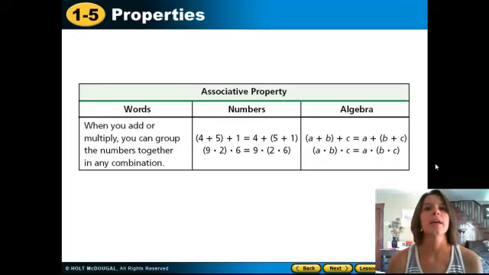Associative property. The example I always use for this is the football players and the volleyball players. If I wanted to get a total count of football and volleyball players, I can either associate those athletes with the football team and the volleyball team, or if I wanted to get a count by grade level, I would get them all mixed up and I would have the freshmen and the sophomores and the juniors and the seniors. So I've associated them into different groups, but I'm still going to end up with the same total. And again, associative property will only work with addition and multiplication.